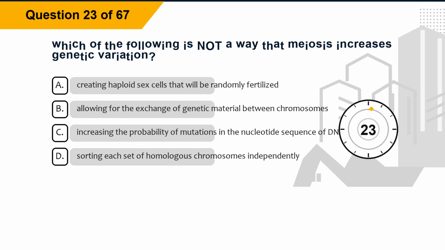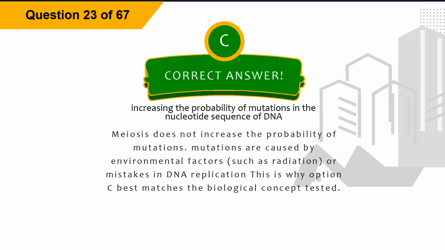Question 23. Which of the following is not a way that meiosis increases genetic variation? Option A, creating haploid sex cells that will be randomly fertilized. Option B, allowing for the exchange of genetic material between chromosomes. Option C, increasing the probability of mutations in the nucleotide sequence of DNA. Option D, sorting each set of homologous chromosomes independently. The correct answer is option C, increasing the probability of mutations in the nucleotide sequence of DNA. Explanation. Meiosis does not increase the probability of mutations. Mutations are caused by environmental factors, such as radiation, or mistakes in DNA replication. This is why option C best matches the biological concept tested.